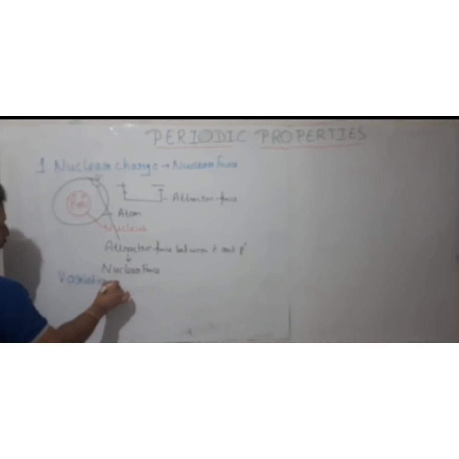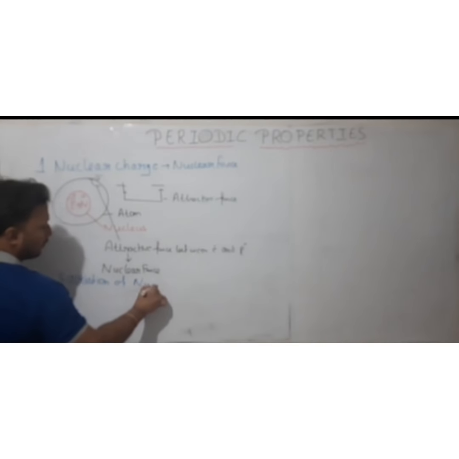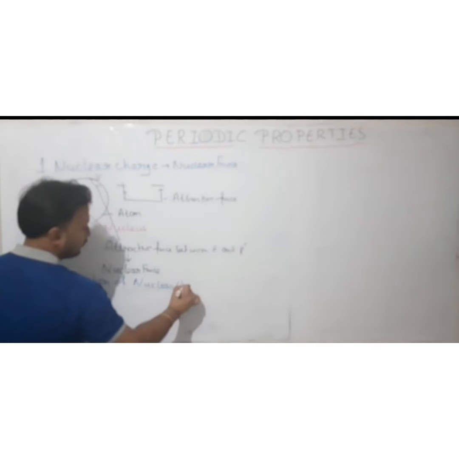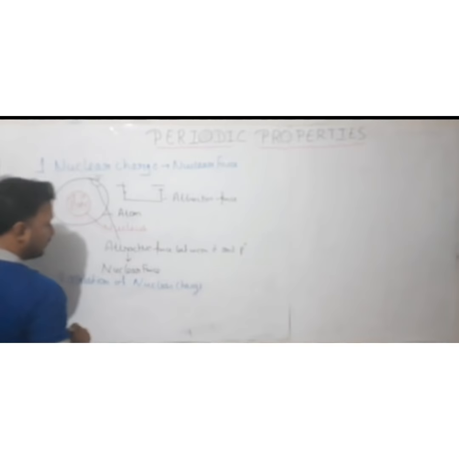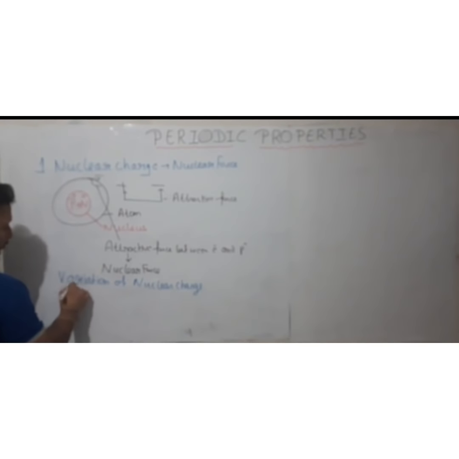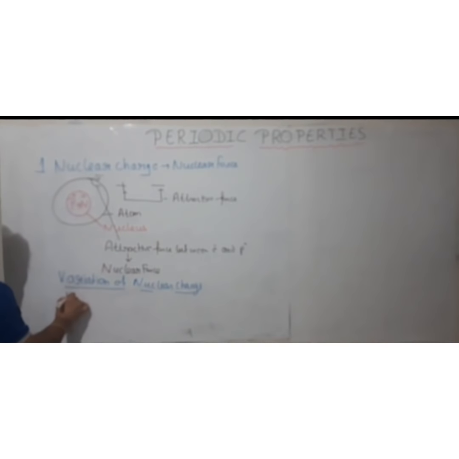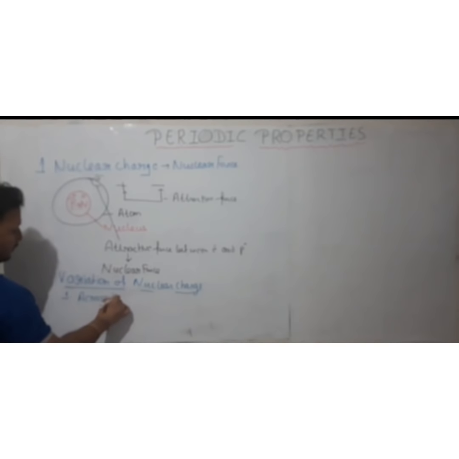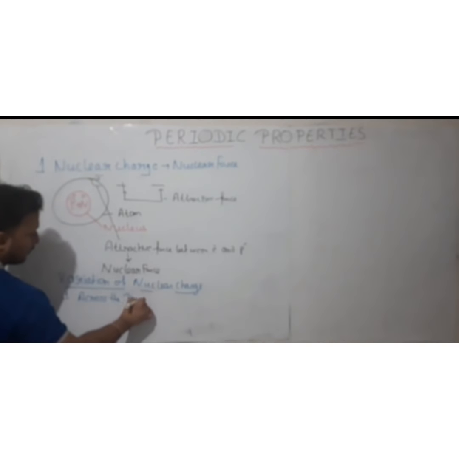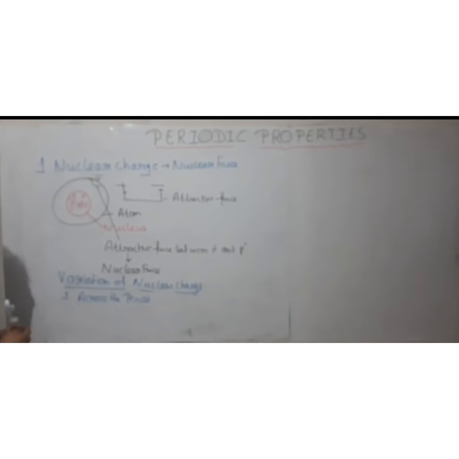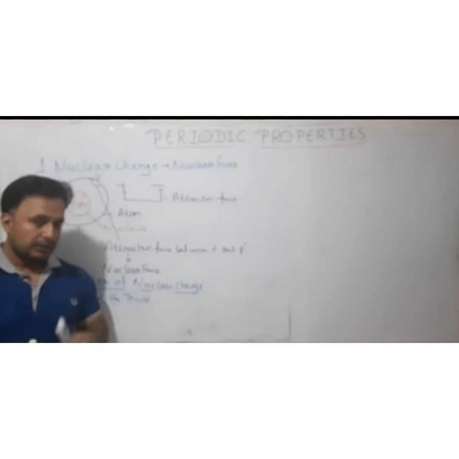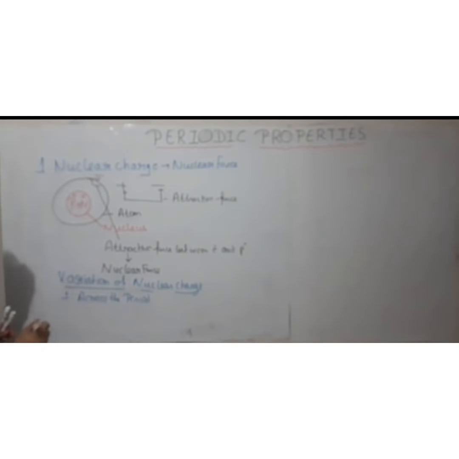of nuclear charge. Variation of nuclear charge. Now, variation of nuclear charge, first we are going to discuss across the period. Okay, first we are going to see how the nuclear charge is going to vary across the period. Okay, now when you see across the period, what is going to happen here?